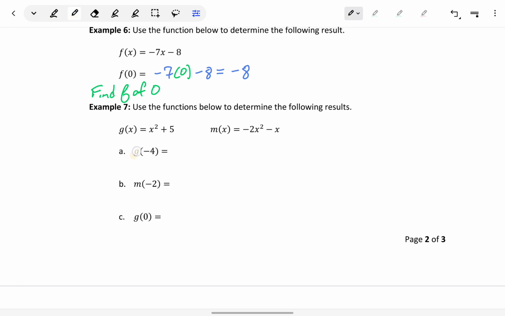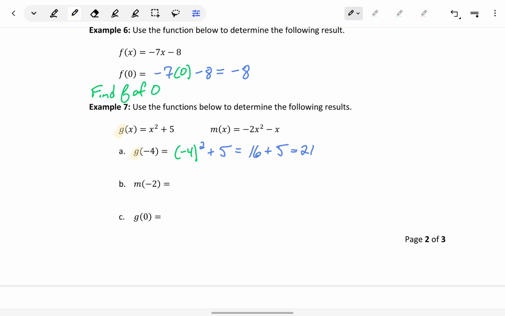We need to make sure we're paying attention to that function name. So this means we're going to use the function g, and everywhere an x occurs, we're going to plug in negative 4. So that means we'll take negative 4 squared plus 5, which will be 16 plus 5, which is equal to 21.